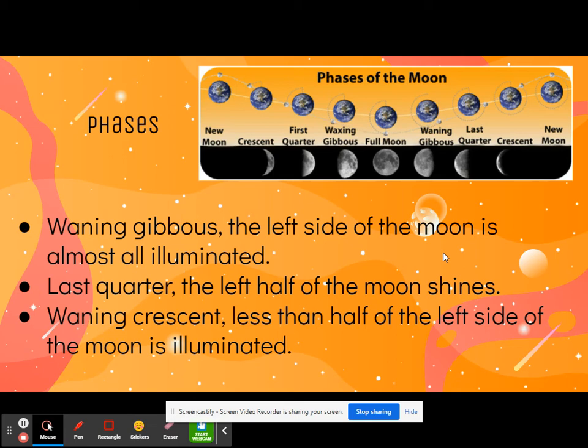That is not the right, and by the way, if you put thumbnail moon, it will be counted wrong. It's a waning crescent. And then we are back to a new moon. Questions?